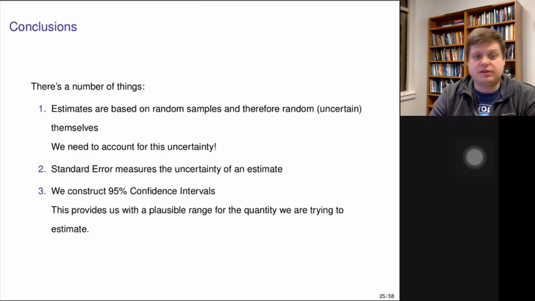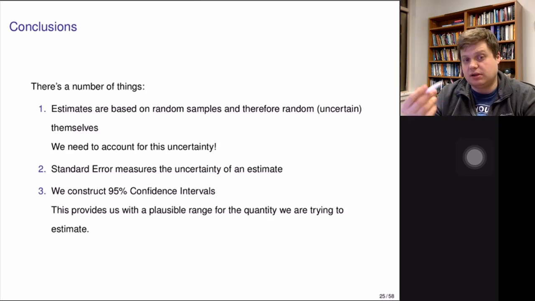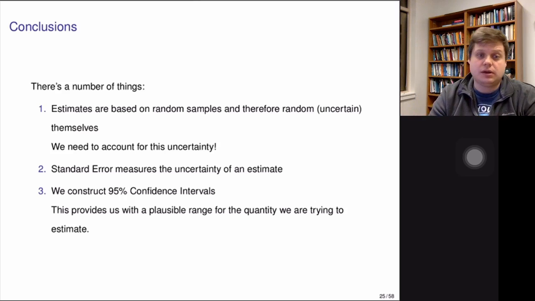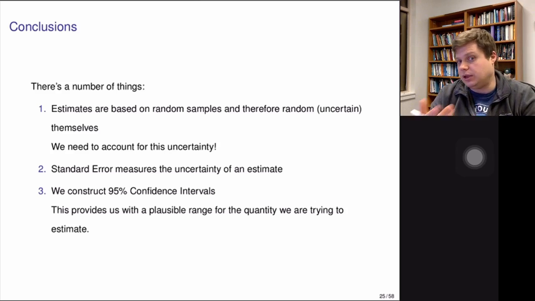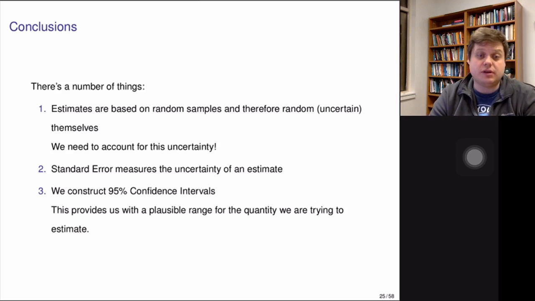And we can construct a 95% confidence interval using the fact that the mean itself follows a normal distribution. We know how to estimate the center of this normal distribution and the standard deviation, which is called the standard error. And this provides us with a plausible range for the quantity we are trying to estimate. So we can calculate a 95% confidence interval or 99% confidence interval, depending on how confident you want to be about the conclusion.